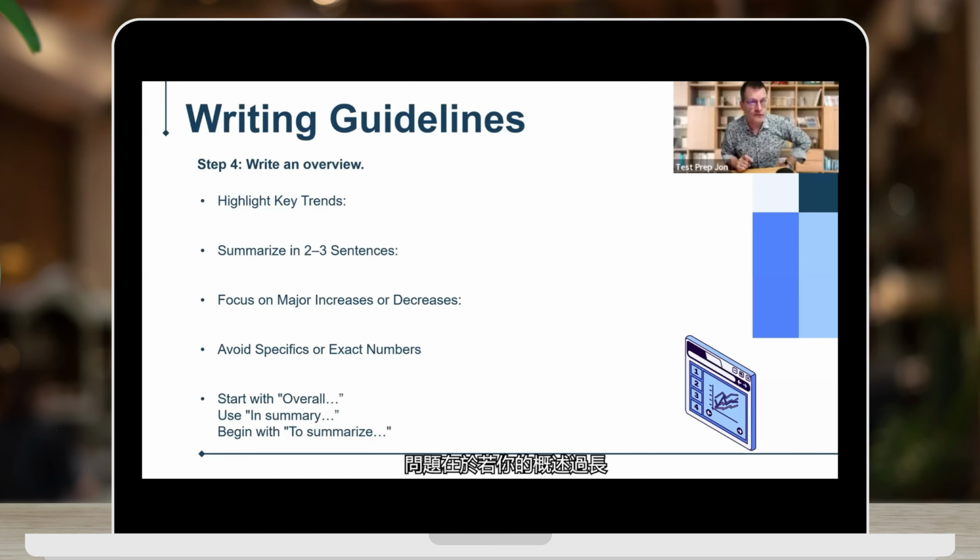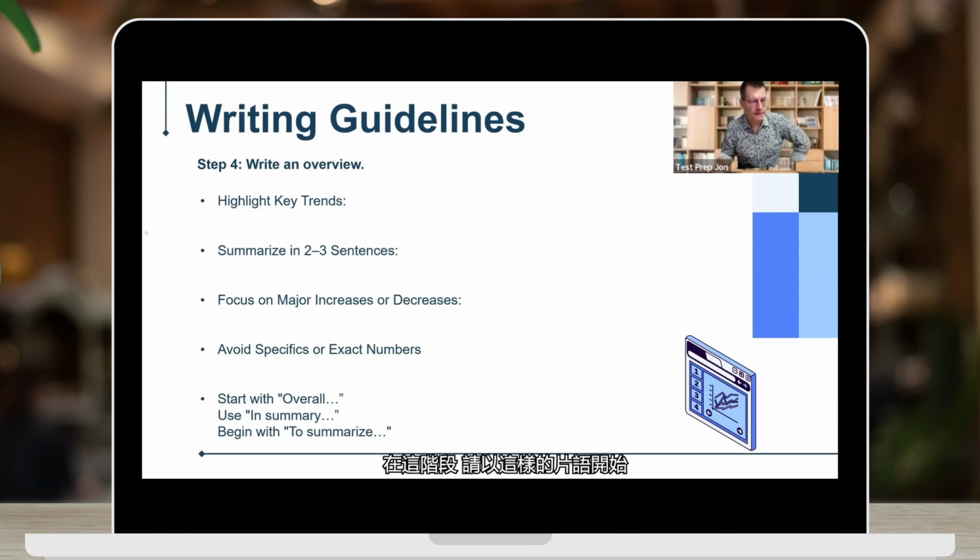The problem here is if you start writing a long overview, then it's not an overview anymore. Remember, your overview should be summary information, and it can be tempting to get into details here. But you don't need details. When you're writing this sentence, just describe the most obvious features, focusing on things like the major increases or decreases, as you saw me draw on the graph previously. At this stage, there is no need to mention specific data or exact numbers or dates.